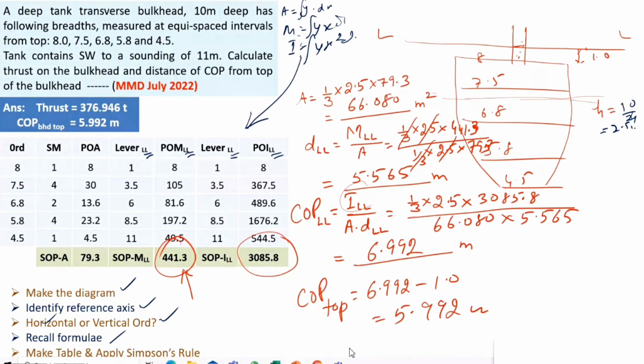Thrust also you can find. What will be the thrust? Thrust will be equal to pressure at the GC. What is the distance of the GC below the liquid level? That is DLL. 5.565 into seawater 1.025 into area 66.080. This should give you the answer of 376.9 tons, or whatever it is. Is the working clear? Please have a quick look at it so that we can take some more questions with that.